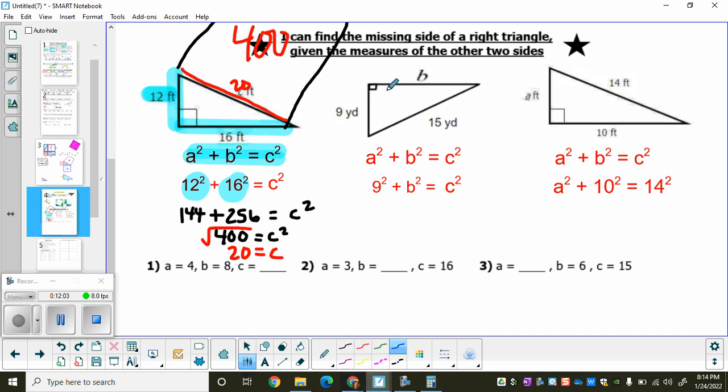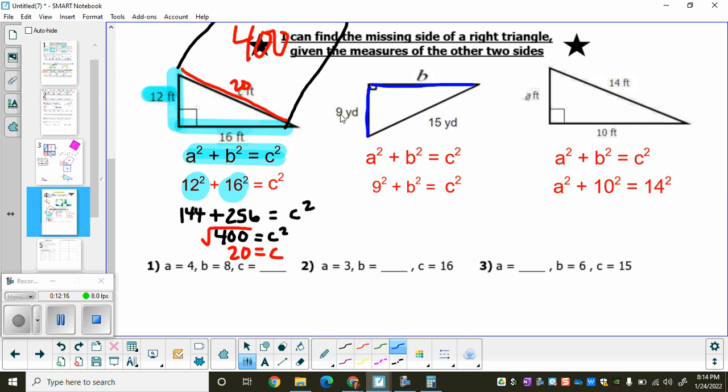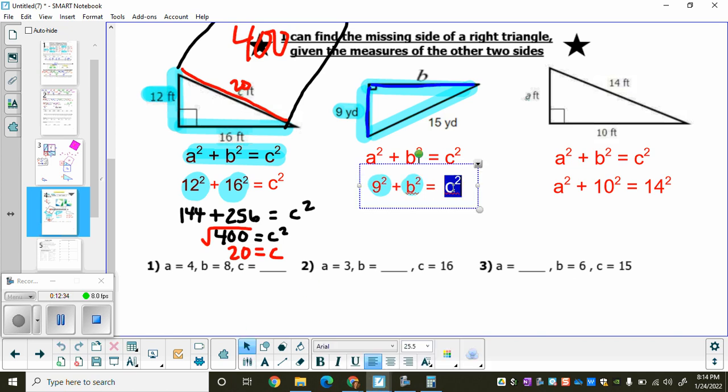Now in the next example, I'm given one of the legs, but I'm trying to find the other leg. I've also been given the hypotenuse right here, which is c. So notice when I plugged this one in this time, I've got a squared is 9. I don't know this leg, b squared. But I do know that the hypotenuse c is 15. So I'm going to make this c squared, and I'm going to make this 15.